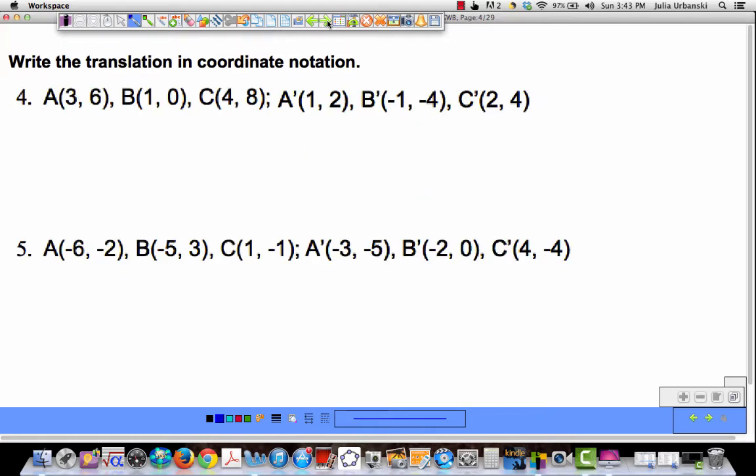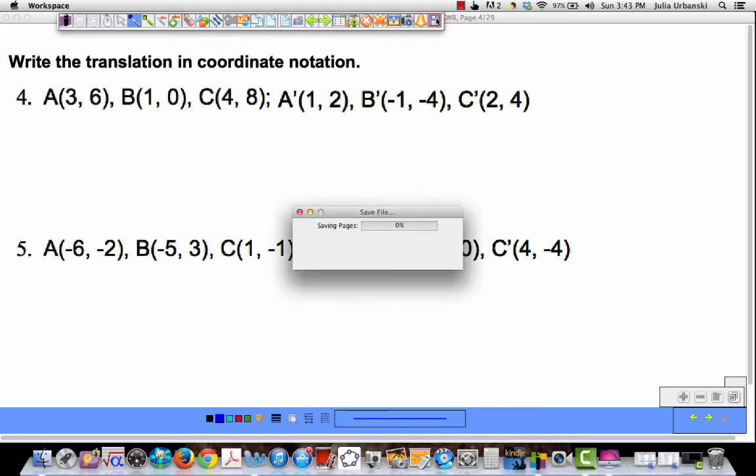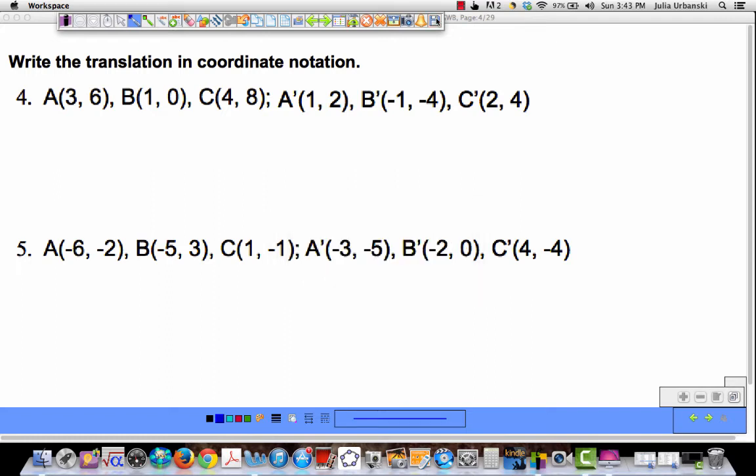All right, and the next examples. Number 4. This time they didn't give you a picture, they just gave you all the coordinates. And these are good questions for them to ask you on tests and quizzes, so make sure that you really understand how this works. And you have to know your positives and negatives in your algebra before you can do these. We're going to write this in coordinate notation. I'm also going to show it in vector notation. But let's look at what's happening. The point A is 3, 6. It is going to become A prime, 1, 2.